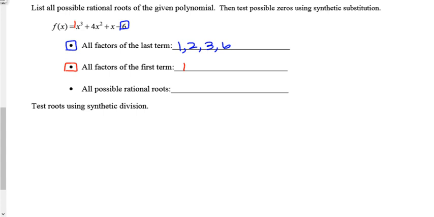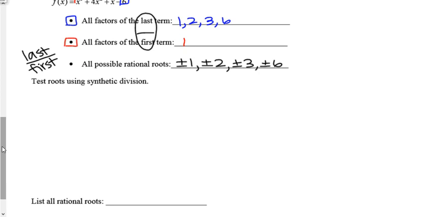Listing all the possible rational roots. I have last over first, meaning all the factors of the last over all the factors of the first. Creating this fraction right here pretty much. I can do plus or minus 1 over 1, or just 1, plus or minus 2 over 1, plus or minus 3 over 1, and then plus or minus 6 over 1. There's nothing else I can do. Those are the only things I have. Technically, I have 8 options here. Positive and negative 1, positive and negative 2, positive and negative 3, and then positive and negative 6.